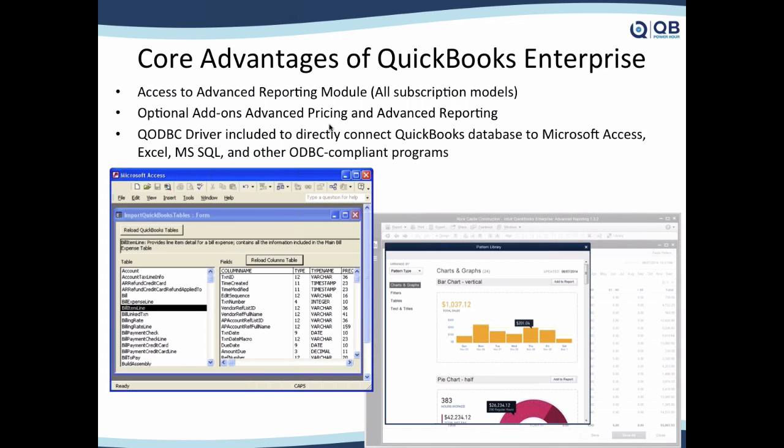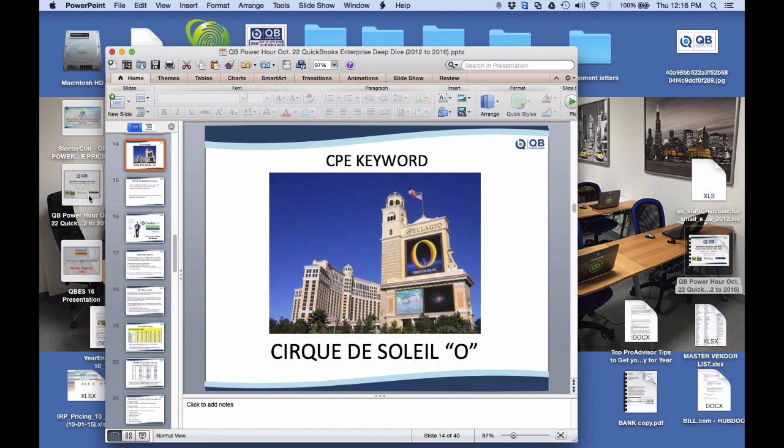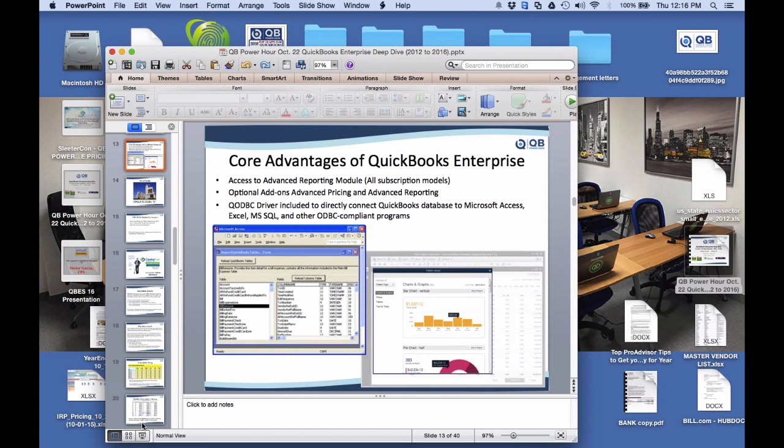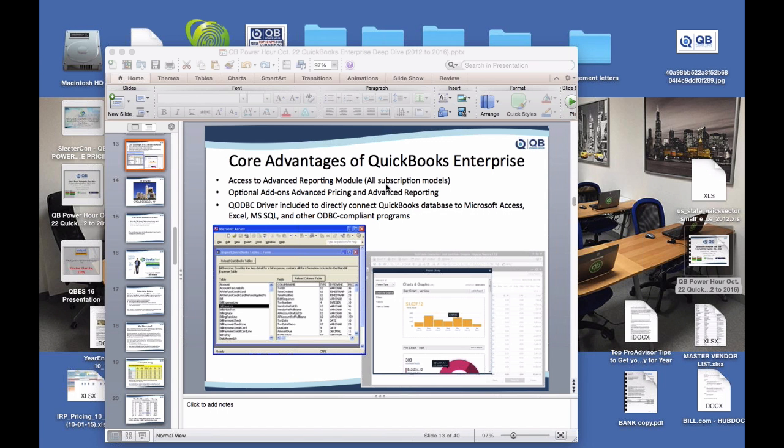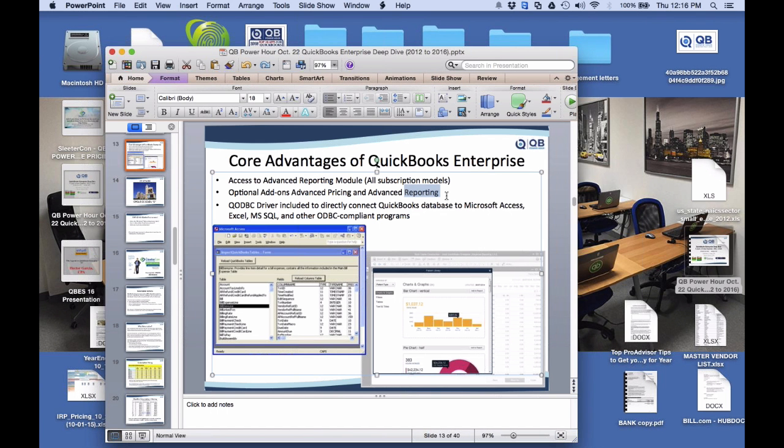Options to add on advanced pricing and advanced reporting. The last slides, we're going to talk about those. And if we have time, we'll do a little bit of that, but also doing some research. Advanced pricing and advanced inventory. I apologize because I screwed up. Oops, that's the CPE keyword, but let me just hide it for a second. I apologize because that was advanced inventory.